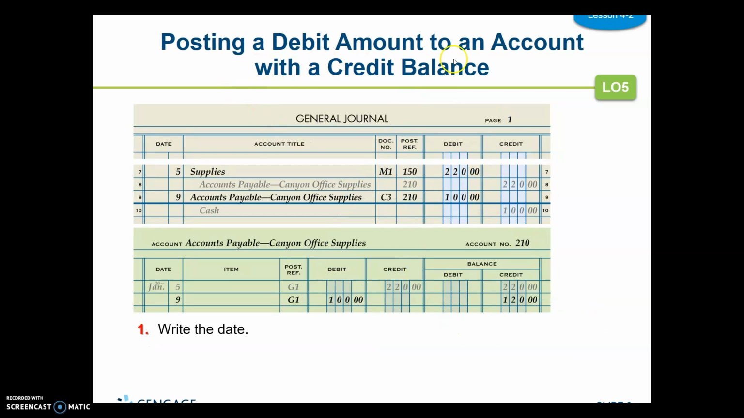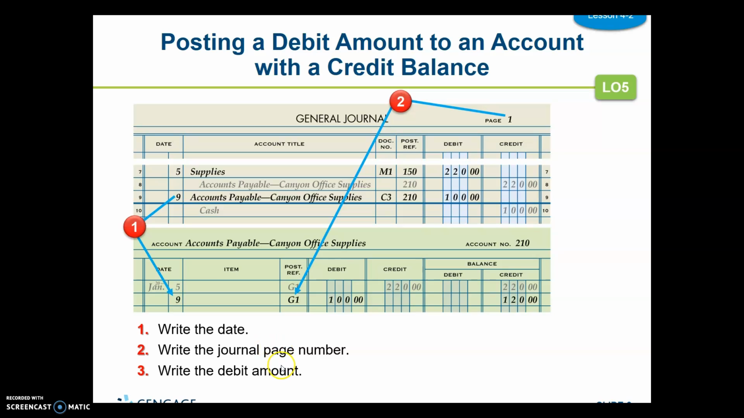The next one is posting a debit amount to an account with a credit balance. This is a little different. We write the date still. This is for the accounts payable ledger that we're looking for Canyon Office Supplies. We still write the G1 for general journal page 1. We write the debit amount. This is a debit amount right here of $100, so we write it in the debit column. But notice that the normal balance is credit for all accounts payable.